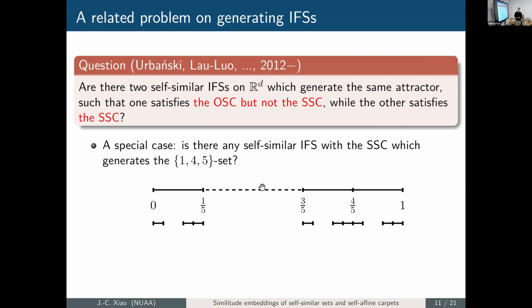A very special case is to look at this self-similar set, which is called the 145 set. Here we use the unit interval to do the iteration, and the system consists of 3 maps. The first one is this, the second one is this, and the third one is this. And all of the contraction ratios are just 1/this.